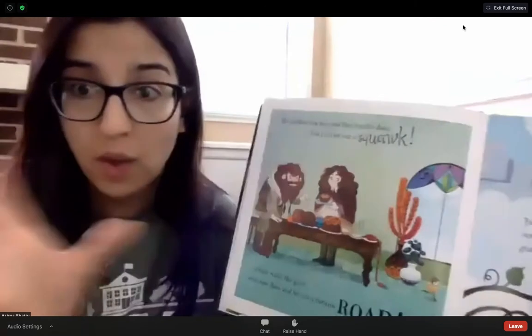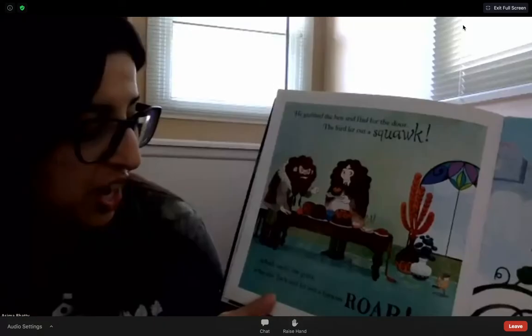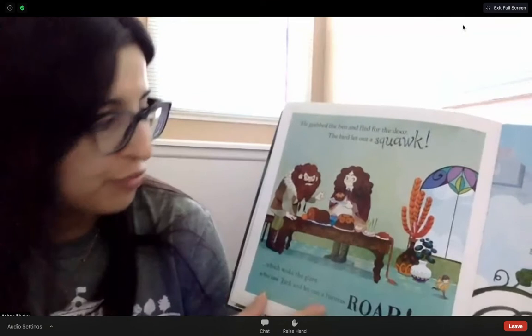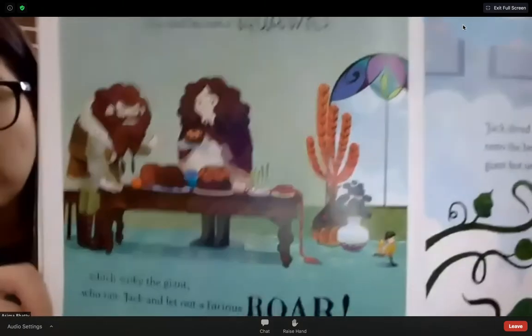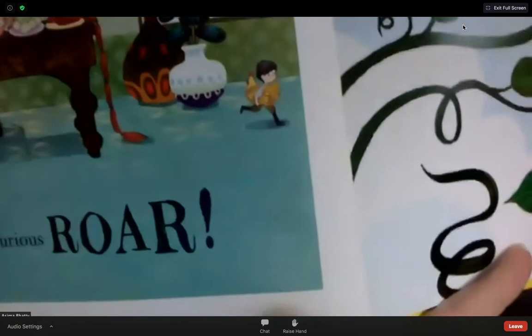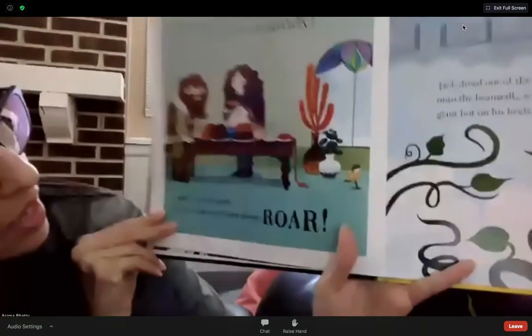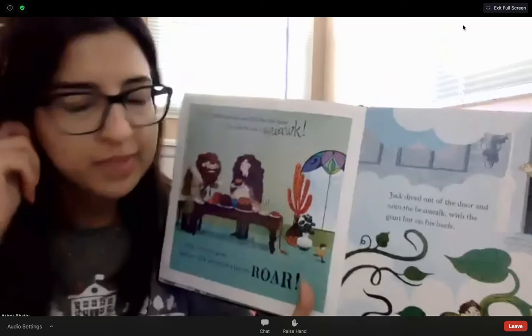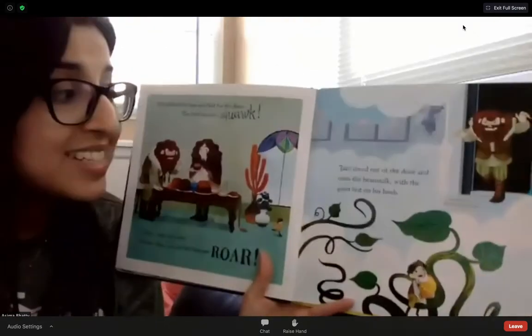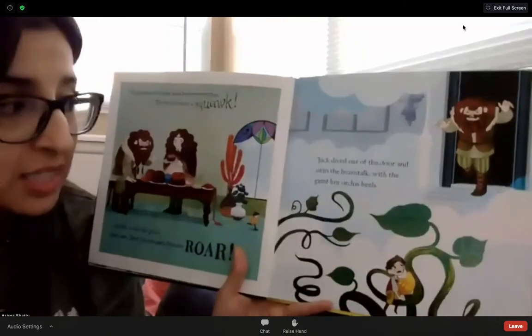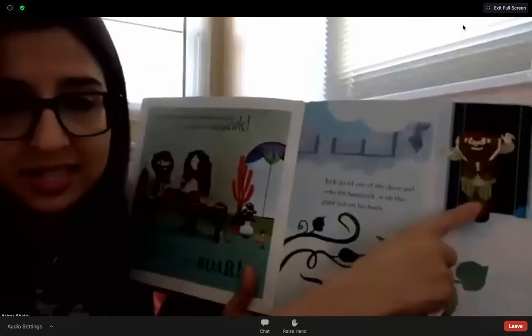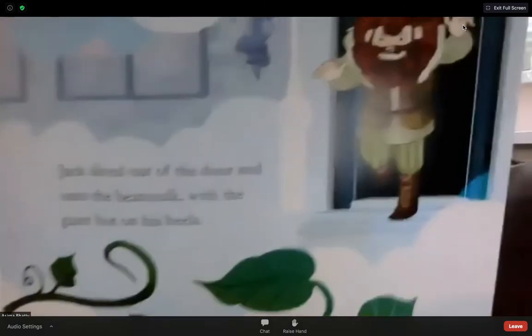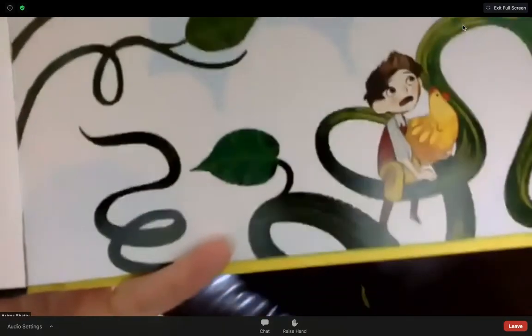The bird let out a squawk, which woke the giant, who saw Jack, and let out a furious roar. Uh-oh. Wait a minute. Does he have that hen? Hey, he's running away with that hen. Oh, goodness. Jack is always getting in trouble. Jack dived out of the door and onto the beanstalk with the giant hot on his heels, which means he's like, come back here. Come back here right now. You took my hen.